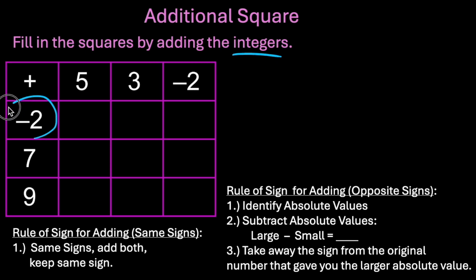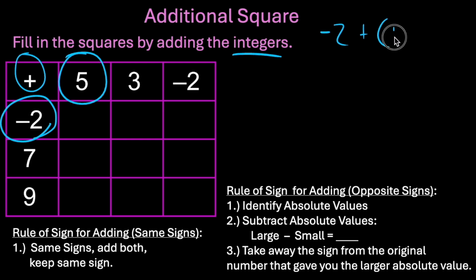Let's begin to fill in the squares by adding the integers. So let's start with -2 plus 5. Let me go ahead and write that down. -2 plus +5 equals.